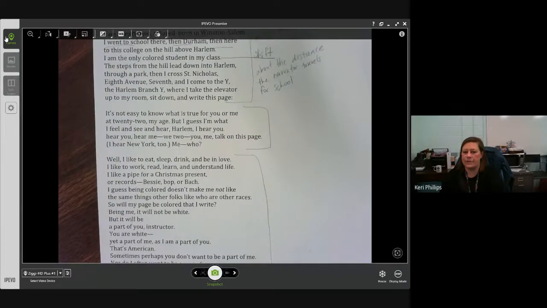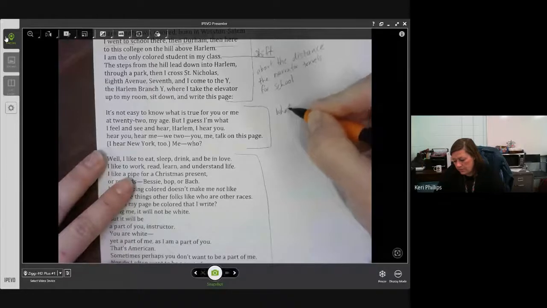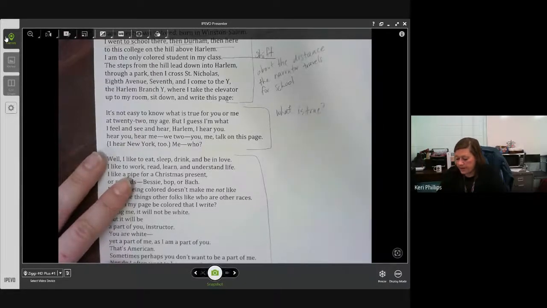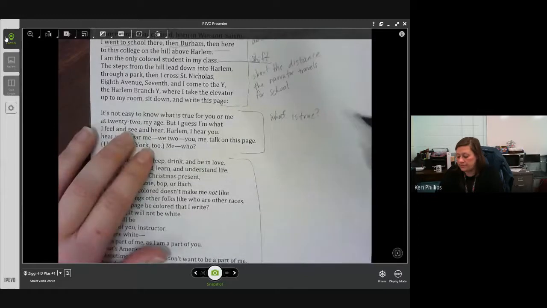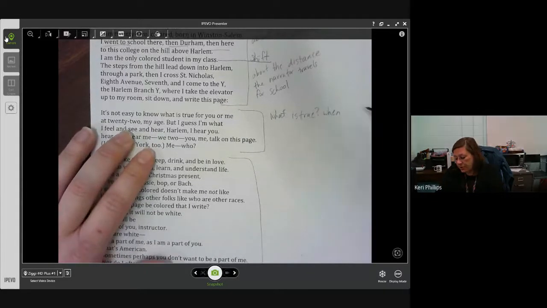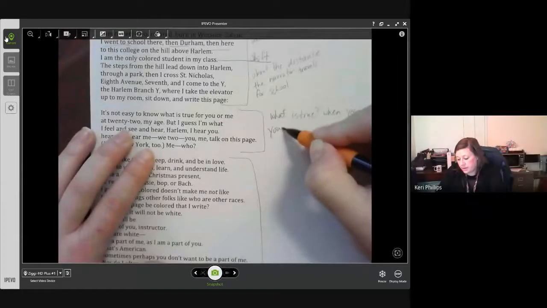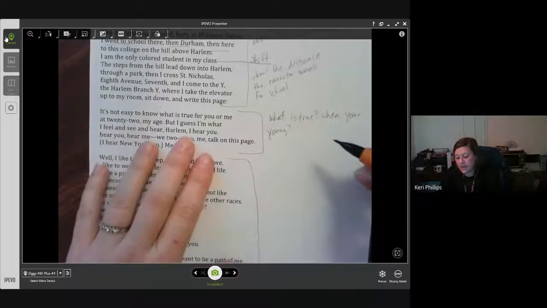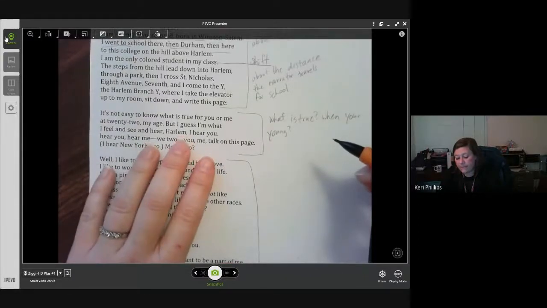So this is a little strange, right? So when you deal with a section and you're not totally sure what's going on here, just start getting smaller. Where does it start? Where does it get weird? Where does it stop? So he's questioning truth. Let's see, it's not easy to know what is true. What is true? So he's wondering, how do we know? Especially at 22. So what is true when you're young? But I guess I'm what I feel, see, and hear.